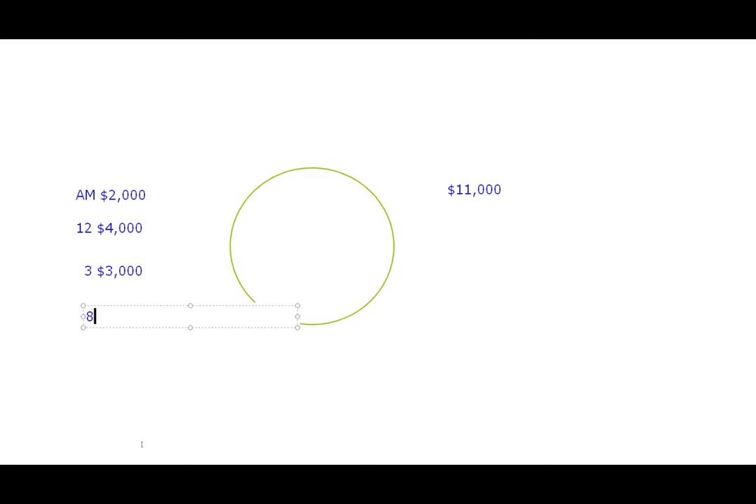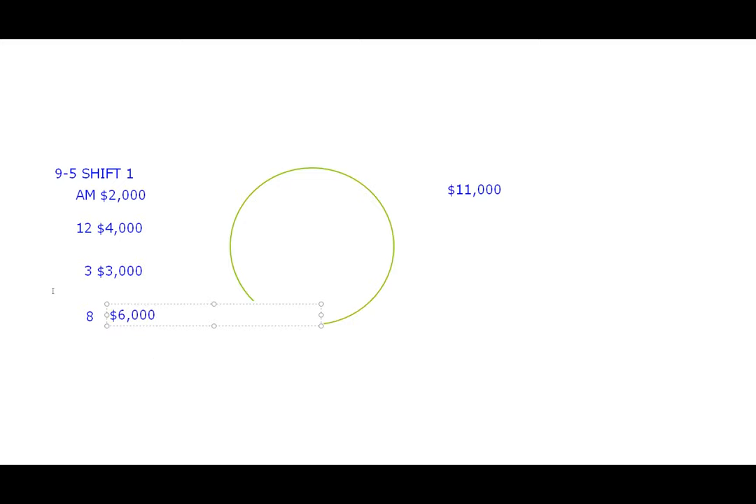Now, what do you work normally? 9 to 5, right? Normal business hours, 9 to 5. This is shift one. So I wait until 8 o'clock and I go in here and instead I get $6,000 worth.